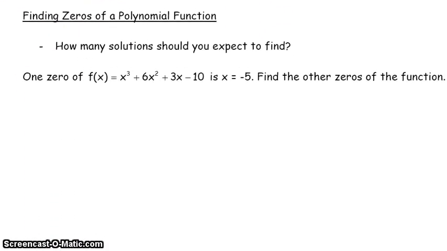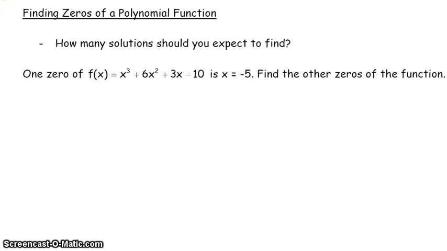Moving on to the second part, finding zeros of a polynomial function. So it says, how many solutions should you expect to find? Now this we can figure out by looking at our degree. So the degree of our polynomial here is 3. And if you want to write yourself a note, you have to look at the degree. Remember, the degree is the largest variable exponent in your polynomial. So that would be 3 here.